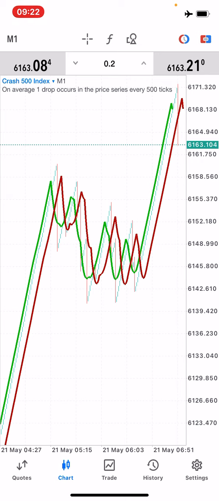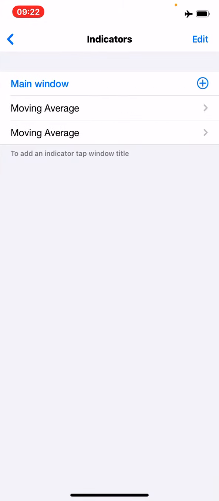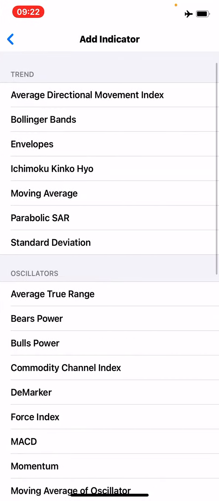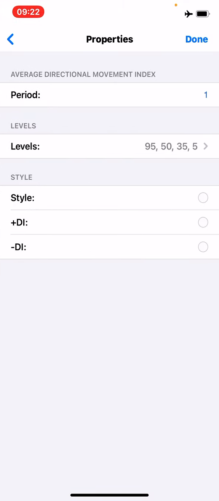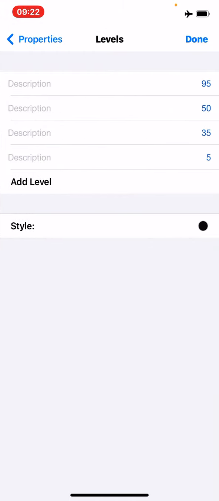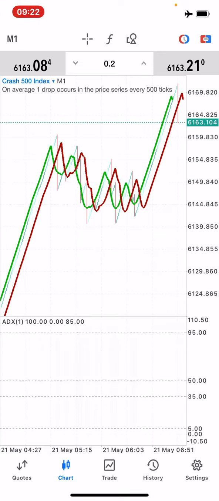The next section that we need is an indicator window. So the first indicator that is going to go in our indicator window one is the average directional movement index, which is this one, and it is going to have the following settings: a period of 1, the following levels: level 95, level 50, level 35, and level 5. And I'm going to click done.